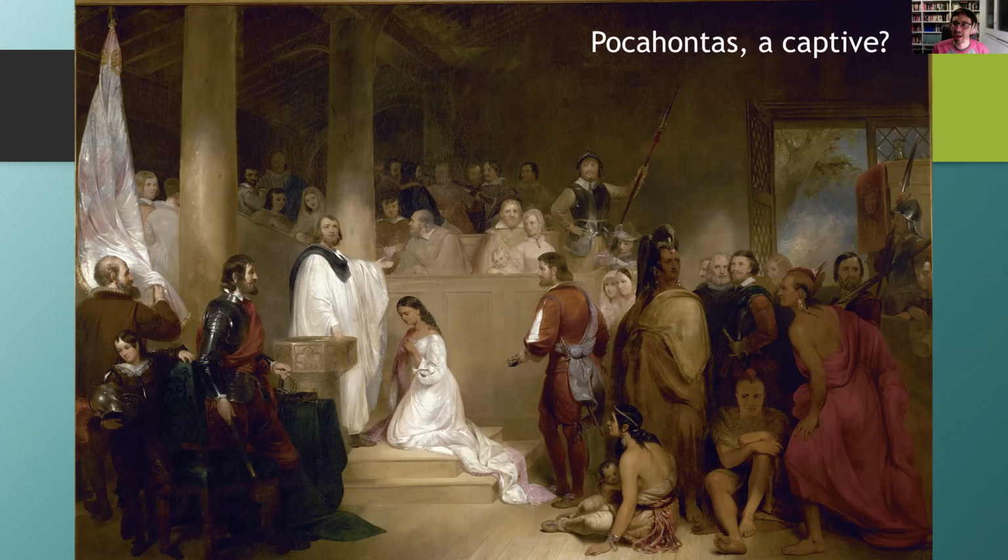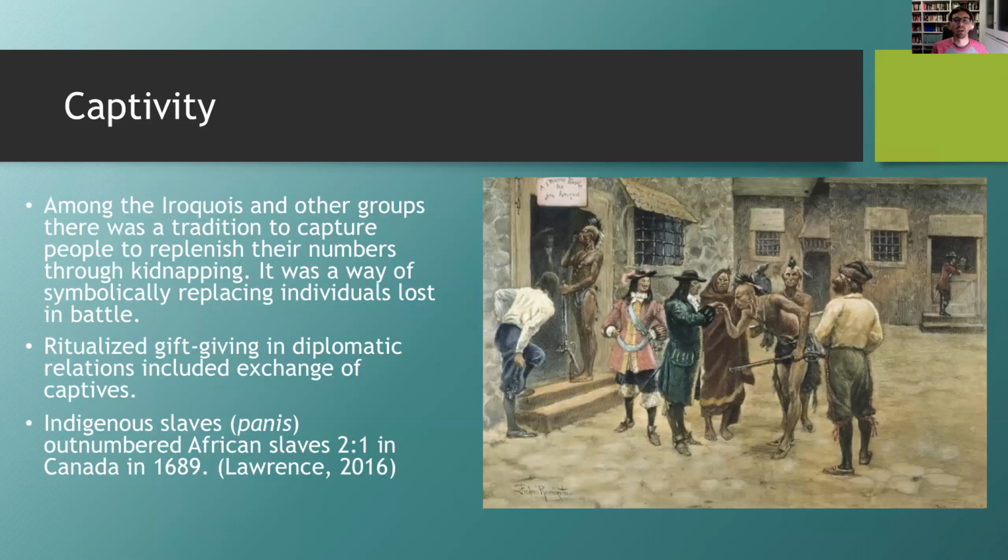She was then called Rebecca when she was living in London, and then she died of pneumonia because she didn't adjust well to the horrible London weather. So why is this not a captivity story? I will just leave that for us to debate in the online session.